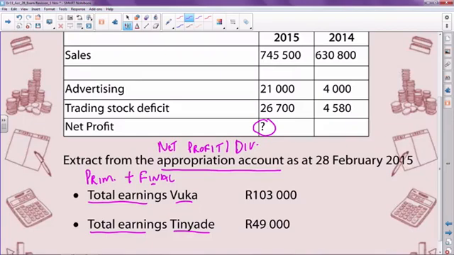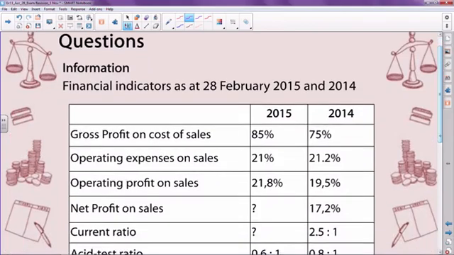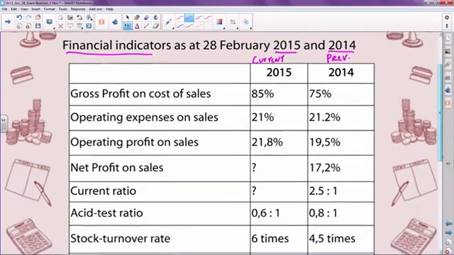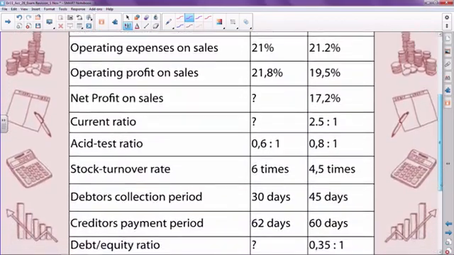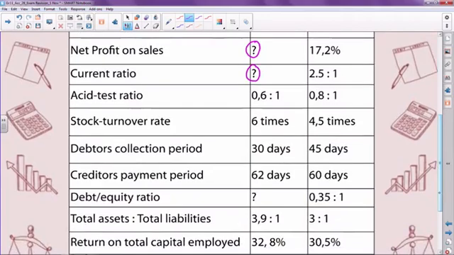What's the total earnings? Okay, right, and then on the next page, so I've got financial indicators as at 28th of Feb 2015 and 2014. So once again, I'm just going to remind you, 2015 is the current financial year, and 2014 is your previous financial year. Okay, so I'm not going to go through each indicator that's given. However, immediately I notice that there's certain indicators missing or certain ratios that are missing. So I'm just going to circle that.